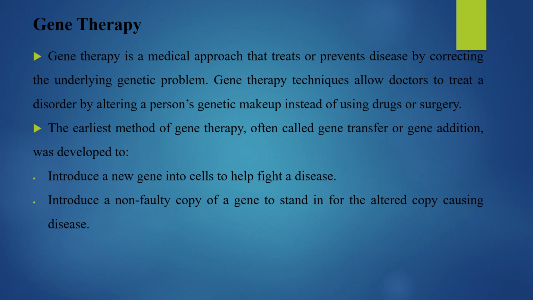The earliest method of gene therapy, often called gene transfer or gene addition, was developed to introduce a new gene into cells to help fight a disease, or introduce a non-faulty copy of a gene to stand in for the altered copy causing the disease. So you have a mutated gene that is causing the disease. In gene therapy, scientists would rather introduce a positive gene, or a gene that would help in the situation, and that will be introduced into your genome to help fight or correct the error.